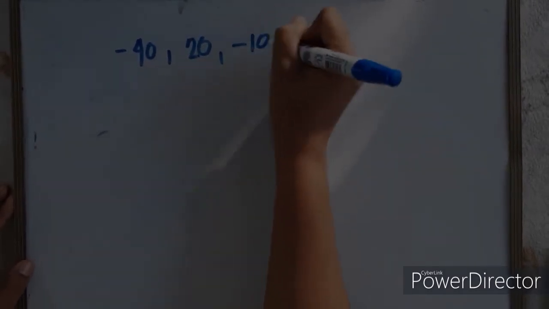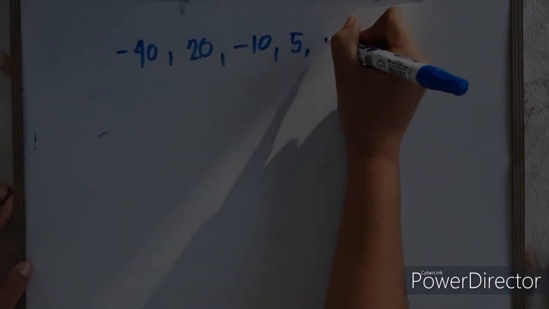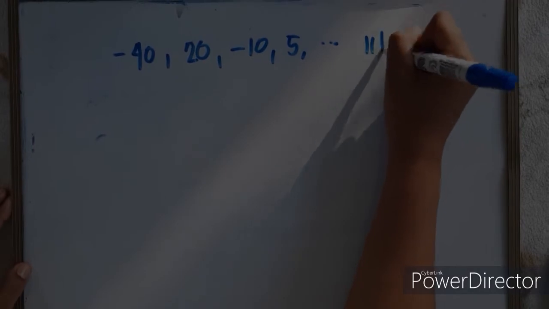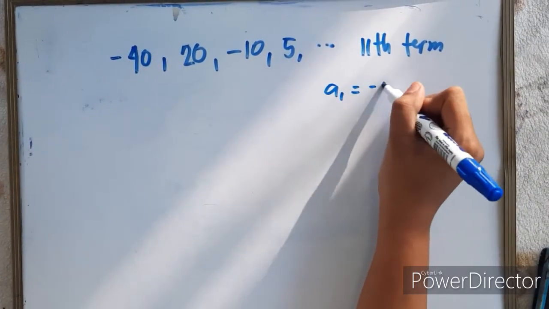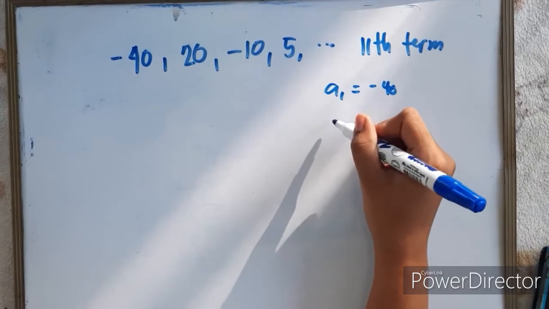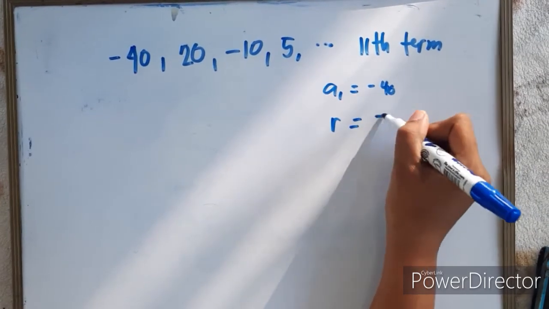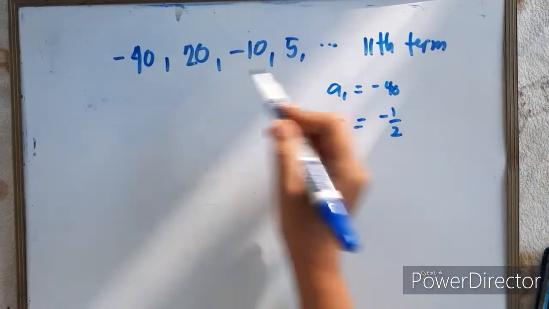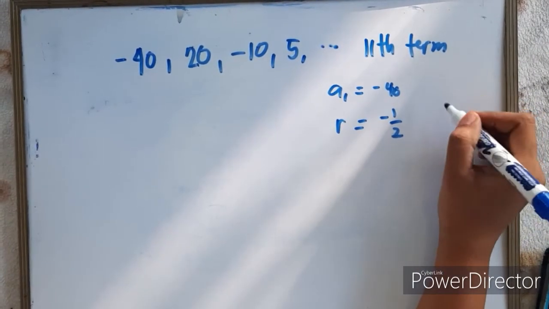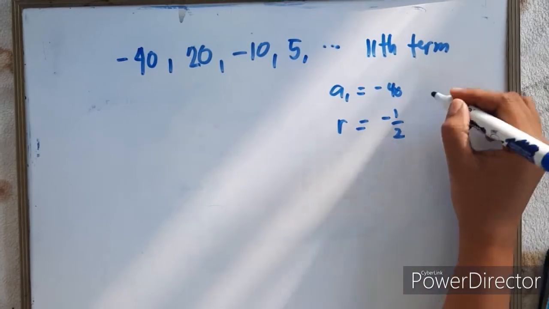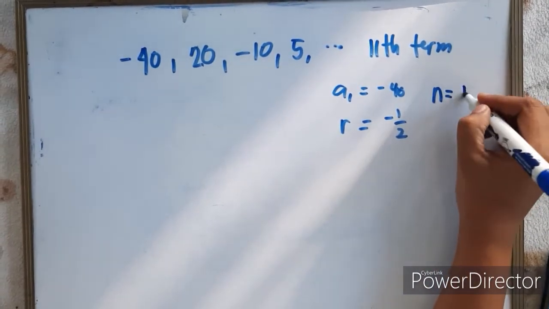Okay, we have here the last example. Negative 40, 20, negative 10, 5, and you are going to give the 11th term of the geometric sequence. A sub 1 is negative 40. Our r is negative 1 half, since we are going to divide 20 by negative 40, that is equal to negative 1 half. And our n is 11.